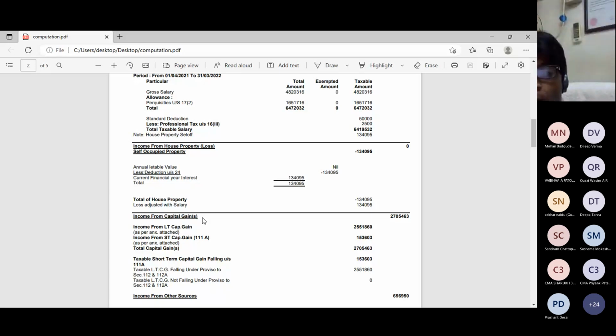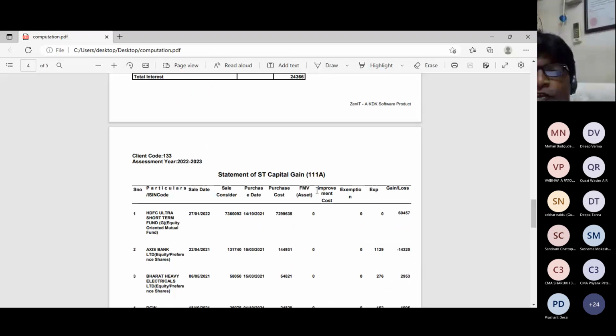Apart from that, during the year he has also sold shares in the capital market, and accordingly he has earned long-term capital gain as well as short-term capital gain, for which we have prepared a separate calculation sheet at the bottom of this page itself. This is the statement of capital gain for short-term scripts, for short-term earnings under section 111A, wherein we have listed the securities which he has sold, reflecting the sale date, sale consideration, purchase date, purchase cost, improvement cost, and other expenses incidental to the transfer or sale of these shares. The gain or loss is reflected in the last column, which we have shown separately by way of a statement of short-term capital gain.